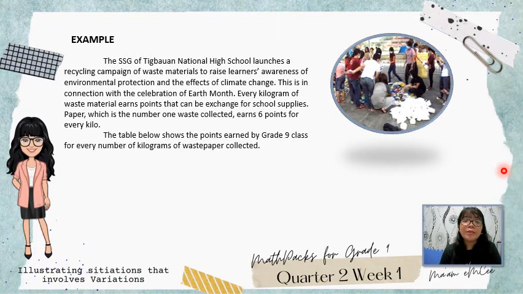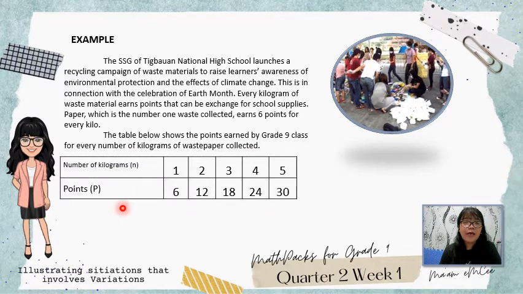Now, the table below shows the points earned by the grade 9 class for every number of kilograms of waste paper collected. In the first row, we have the number of kilograms, represented by letter N. So we have 1 kilogram, 2 kilograms, 3 kilograms, 4 kilograms, and 5 kilograms. In the second row, we have the number of points earned by the grade 9 class. Upon collecting 1 kilogram of waste paper, they earned 6 points. For 2 kilograms, 12 points. For 3 kilograms, 18 points. For 4 kilograms, 24 points. And for 5 kilograms, 30 points.